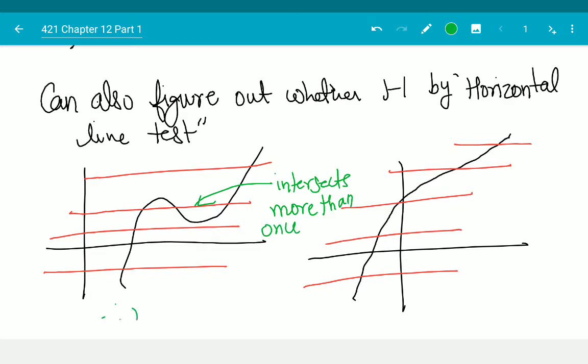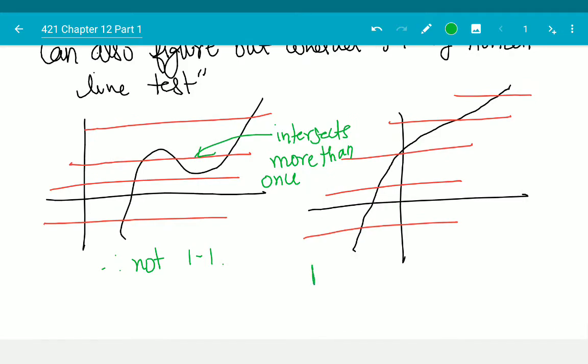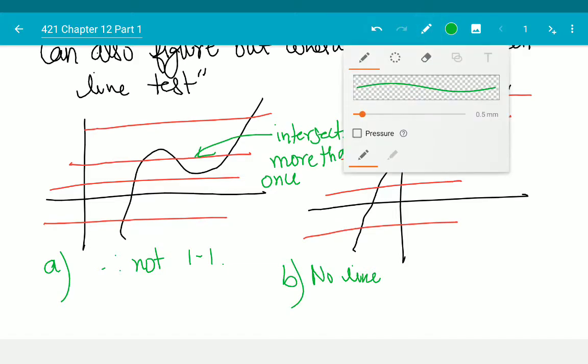Therefore, not one-to-one. Here, no line intersects more than once. No line. So I'll call this figure A. B, no horizontal line intersects more than once. No.